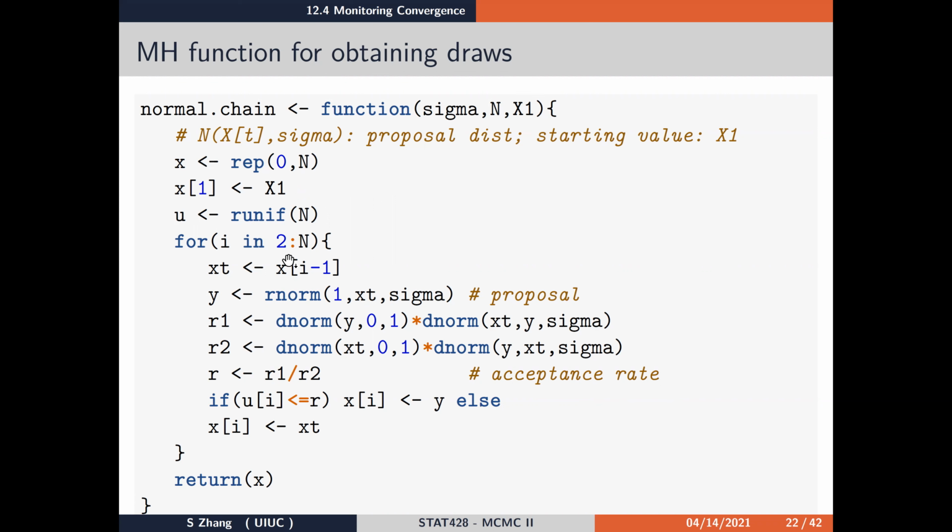For each subsequent iteration, we will first generate a y from the proposal distribution, which is the normal distribution with mean xt and standard deviation sigma. And then we will calculate the acceptance rate, which is given by the ratio between these two. If our uniform sample in the ith iteration is less than or equal to this acceptance probability, we will accept and set the next x to be equal to y. Otherwise, we will reject and the next x will be equal to the current one. At the end, this function returns the entire chain of x's, which are the MCMC draws that we have obtained.